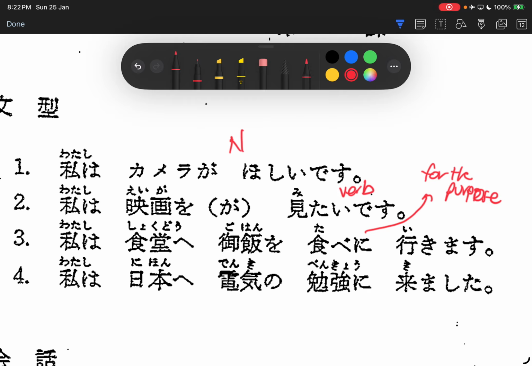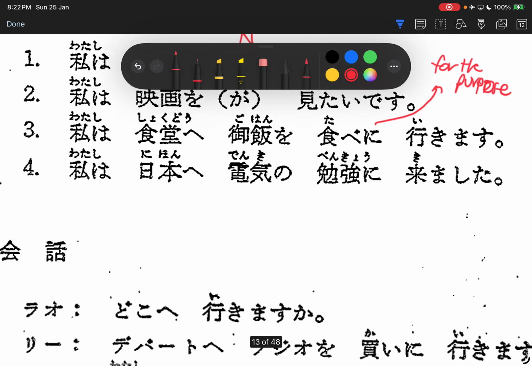So in this case, the translation of the sentence becomes 私は食堂へ, me to the cafeteria, ご飯を, that means you're talking about the meal, を食べに行きます. For the purpose of eating, I go. Right? 为了吃我去, 为了吃而去. Any question about this? Very straightforward. We look at the fourth one.